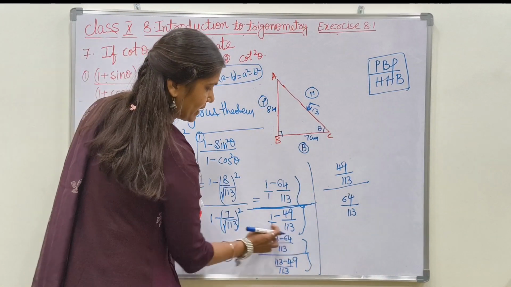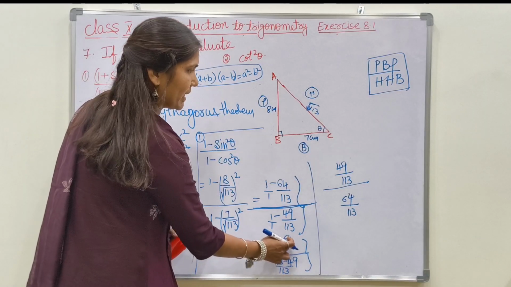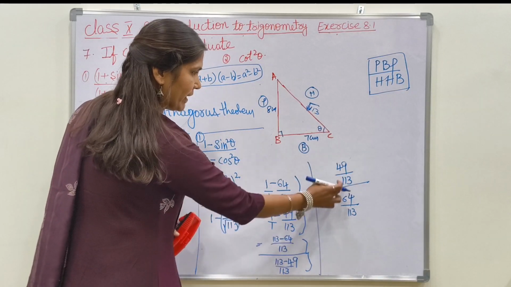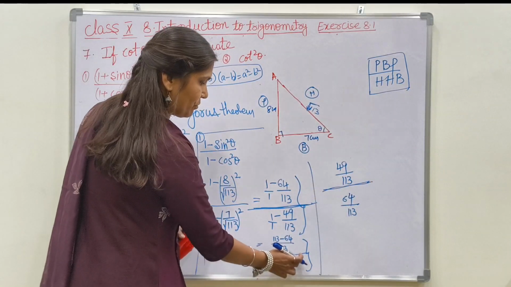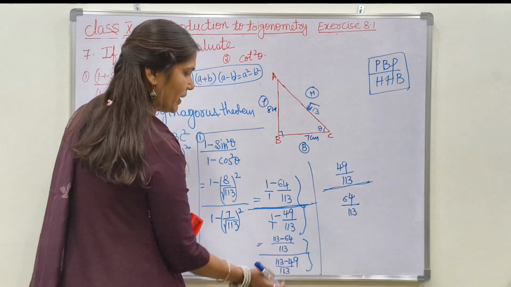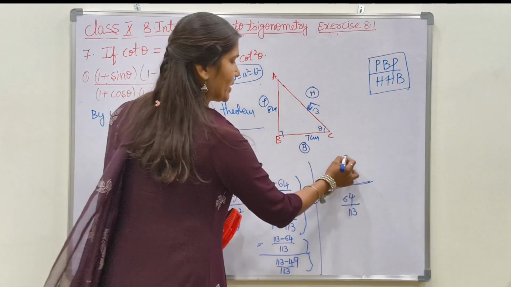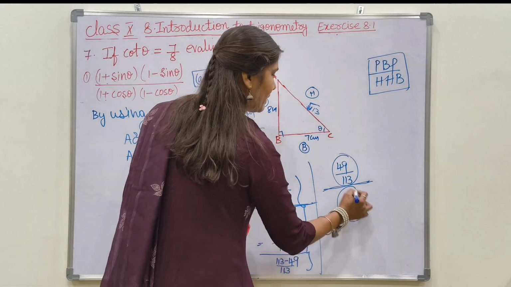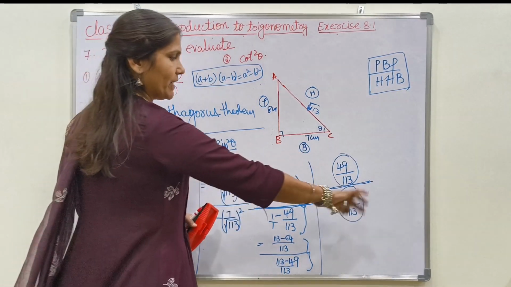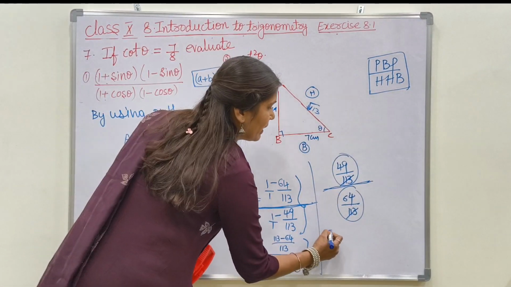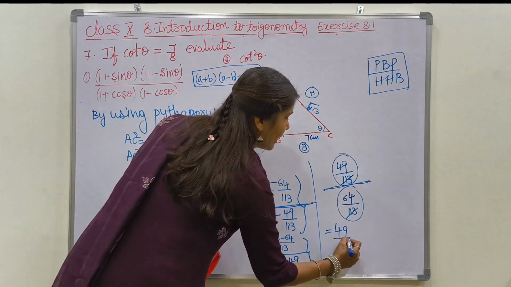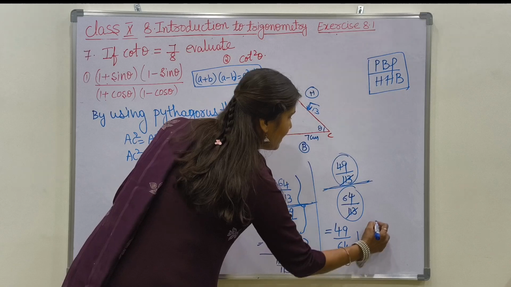This is one step, this is one step. 113 minus 64, you will get 49 divided by 113. Next, this is the main divider. You will get 64 divided by 113. See here, this is one fraction divided by this is one fraction. Reverse means here. Now you can cancel this one cancel. What you will get? 49 divided by 64 is the answer.